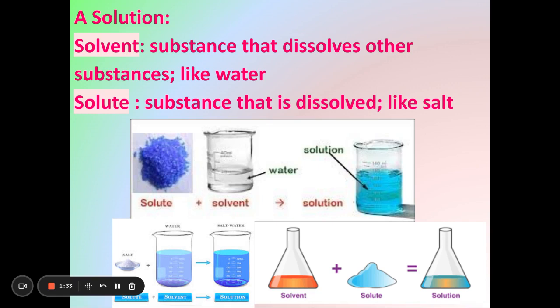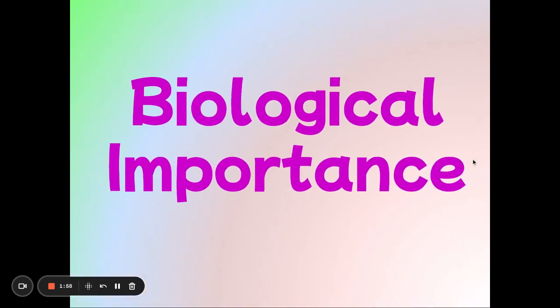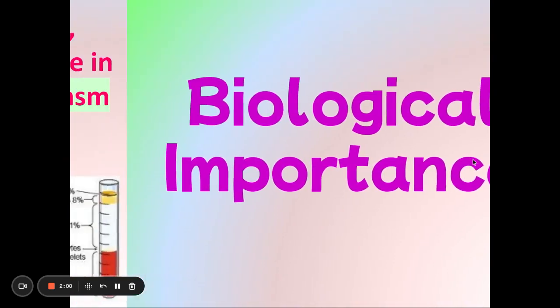So in the example from the previous page, your solute would be the salt, the NaCl, and your solvent would be the water. And when you have them equally combined, then you have a solution. So when you have an equal amount of salt particles to water molecules to combine, then you have a solution. Now, the biological significance of solutions.